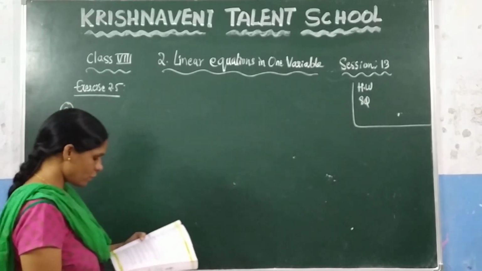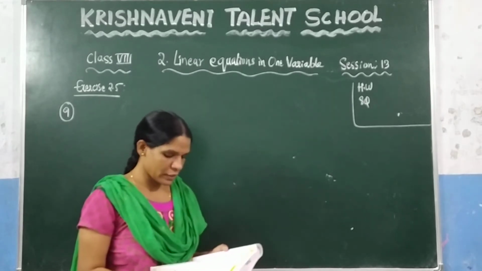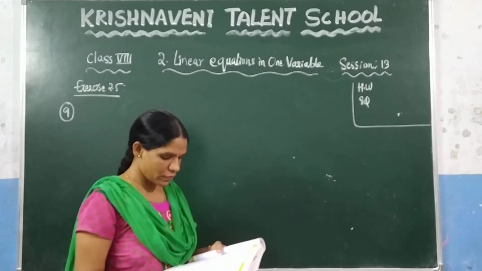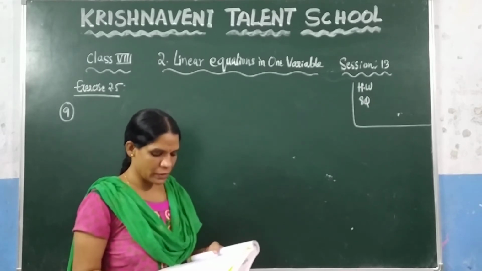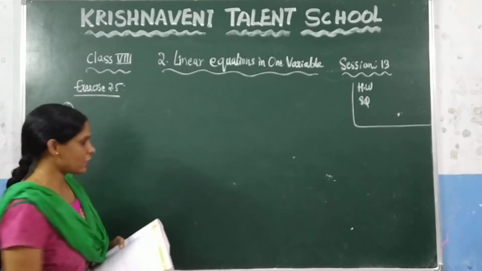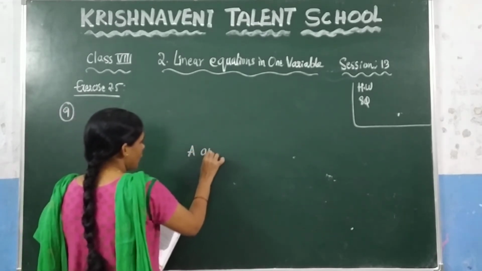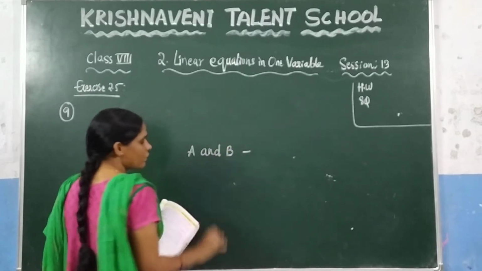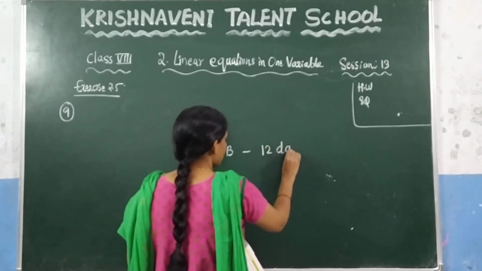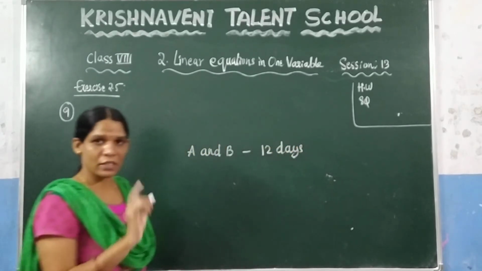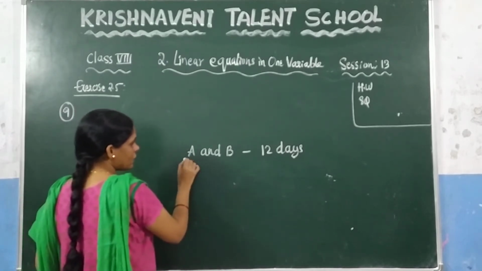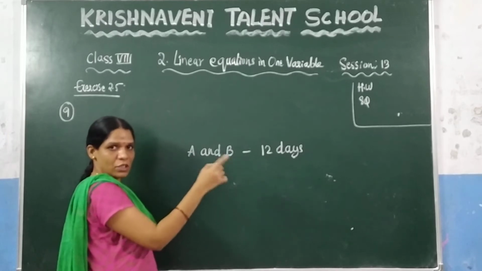In the 9th question, what have they given here? A and B together can finish a piece of work in 12 days. If A alone can finish the work in 20 days, in how many days can B alone finish it? That means let us consider two persons, A and B. A and B have completed one work in 12 days. But in 1 day, how much work will they complete? So write it here: A and B together can complete the work in 12 days.